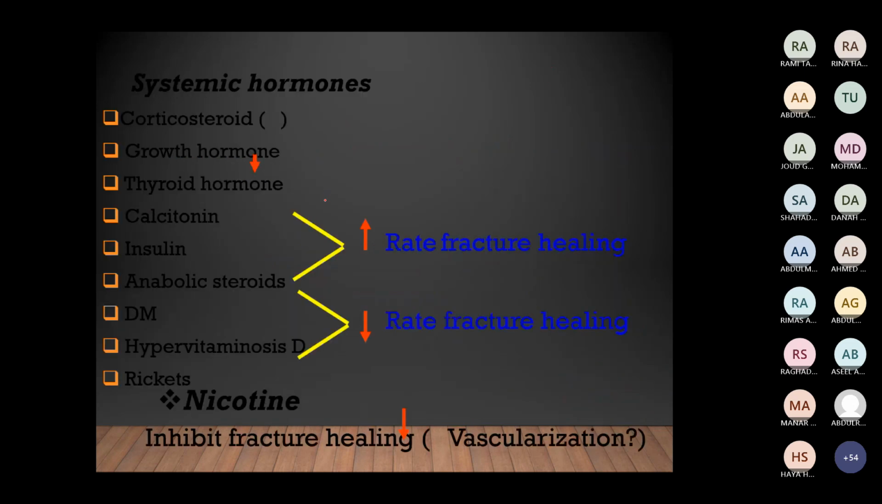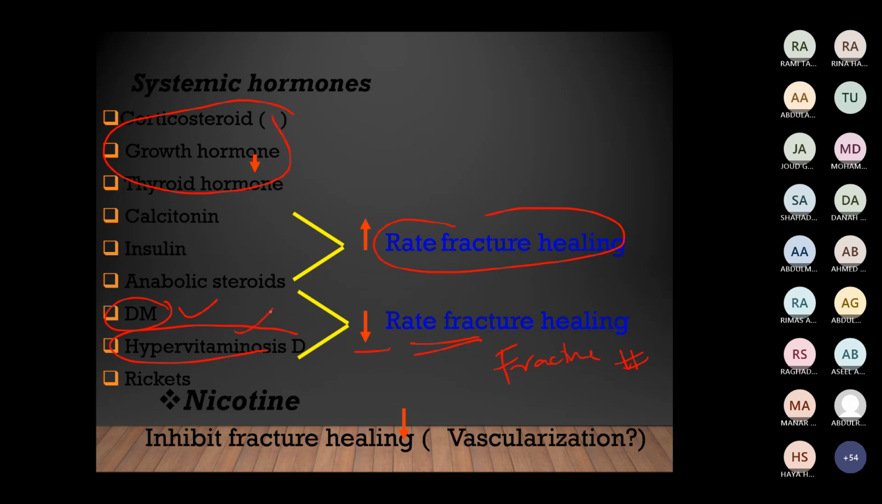We have hormones, which are very important to remember. They ask this in the examination. Corticosteroids, growth hormone and thyroid hormone, if present, will cause a slight decrease in fracture healing. Calcitonin, insulin and anabolic steroids will cause an increased rate of fracture healing. Whereas diabetes, as I told you, and hypervitaminosis D will cause a decrease in fracture healing. They usually ask this question about diabetes, hypervitaminosis and rickets; all of these will decrease fracture healing.